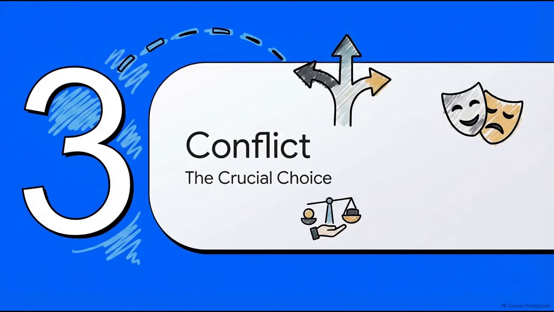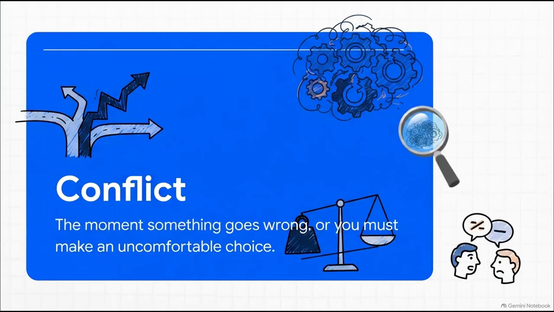Let's jump to section 3, conflict, the crucial choice. Without this pivotal moment of tension, this choice, you honestly don't have a story. I mean, think about it. A story where everything goes perfectly according to plan? That's incredibly boring, and your audience will tune out in seconds.